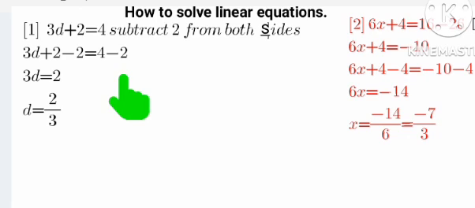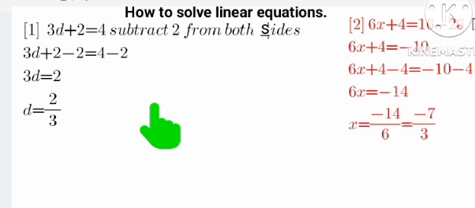In this video, we're going to be talking about how to solve linear equations. First of all, what are linear equations? Linear equations are equations that have one dependent variable. What are dependent variables? Dependent variables are like d or x. They are unknowns in an equation, and they are what you substitute into the equation that makes the equation true.